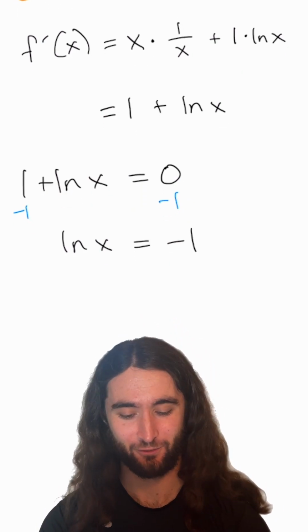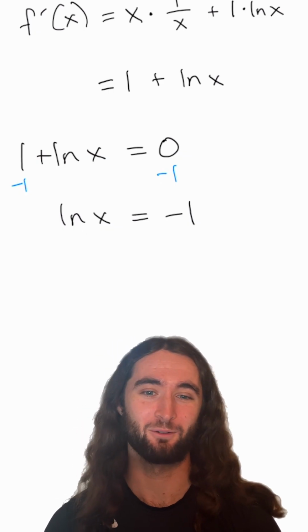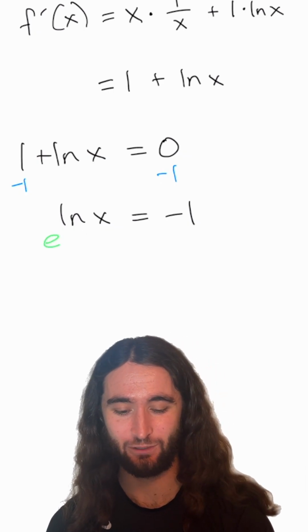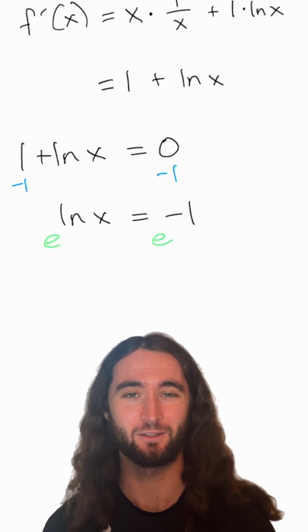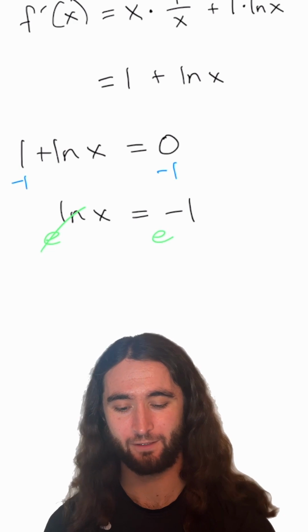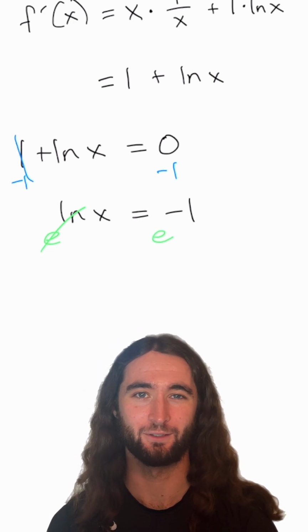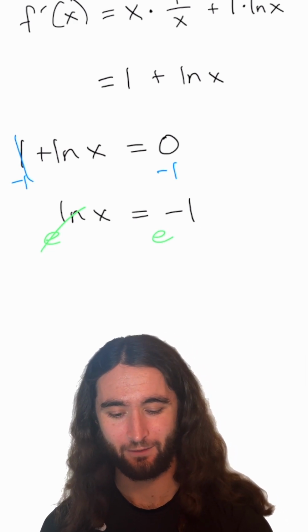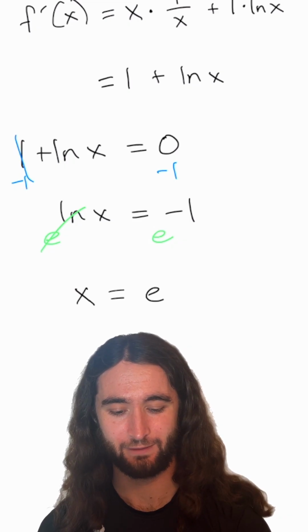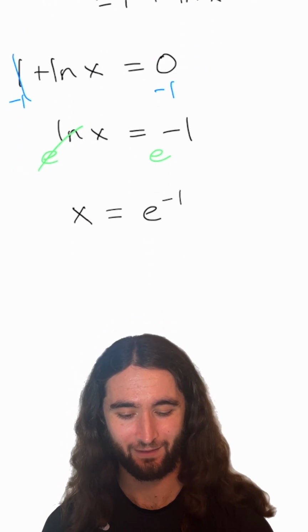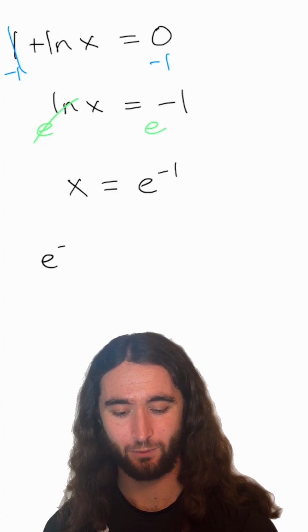The opposite of natural logarithm is e to the power of blank. So I'll do e to the blank on that side and e to the blank on that side, and that cancels with the natural log, just like how this minus 1 canceled with that plus 1. So I find out that x is equal to e to the negative 1.